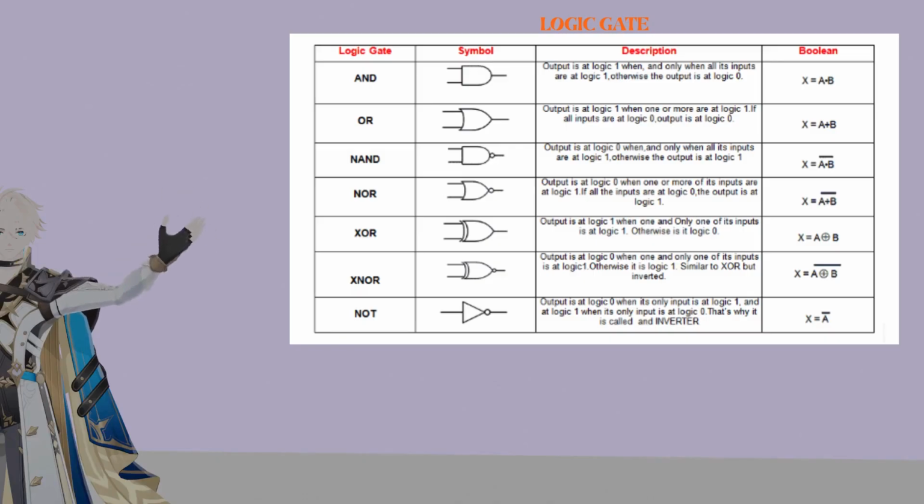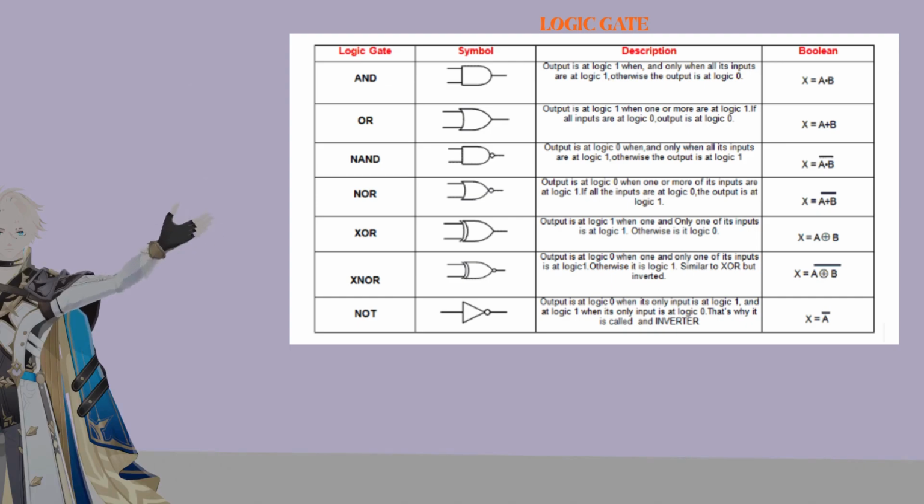Now, for part 4 is NOR gate. The NOR gate is the opposite of OR gate. It outputs 1 only when all inputs are 0. If any other input is 1, the output becomes 0. In Boolean form, it's written as x = (a + b)', meaning not OR.